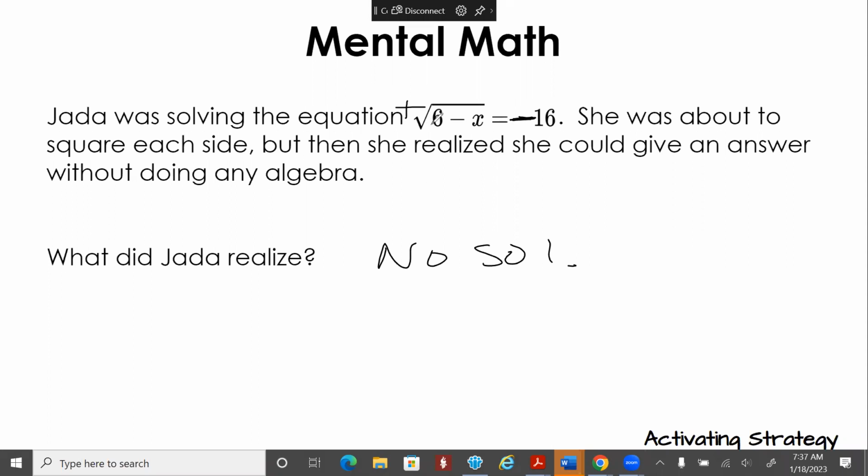Okay, now this only really works if you don't have anything to add to the other side, because sometimes that changes this number to be positive. But if it's just the square root and you set it equal to a negative number, then it's going to be no solution.